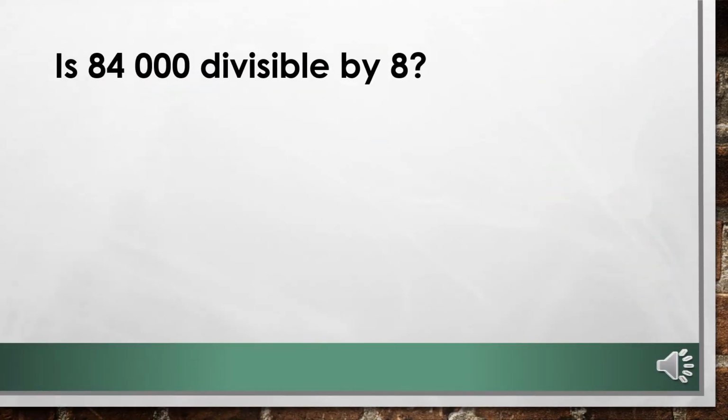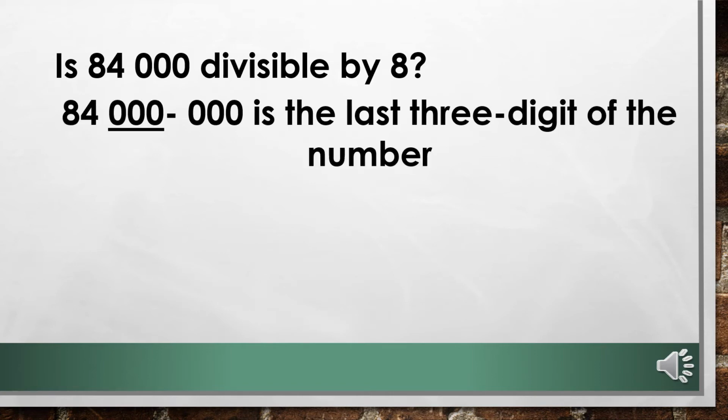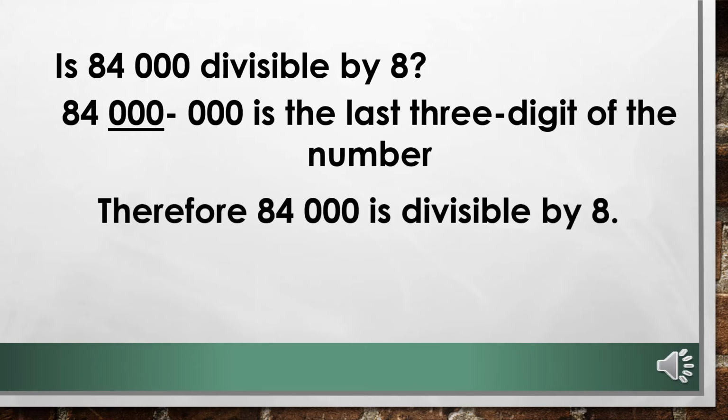Is 84,000 divisible by 8? Upon observing, its last three digits are 0. According to the rule, if the last three digits of the number are 0, it is divisible by 8. Therefore, 84,000 is divisible by 8.